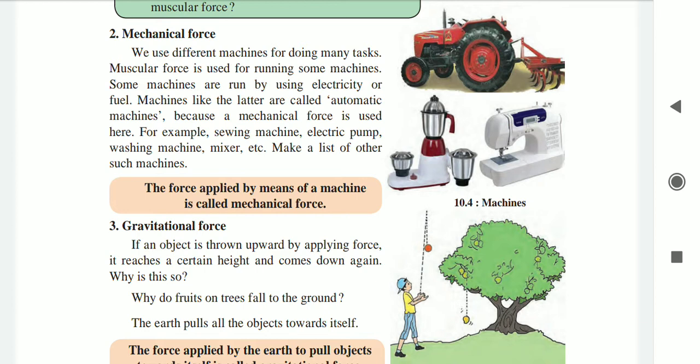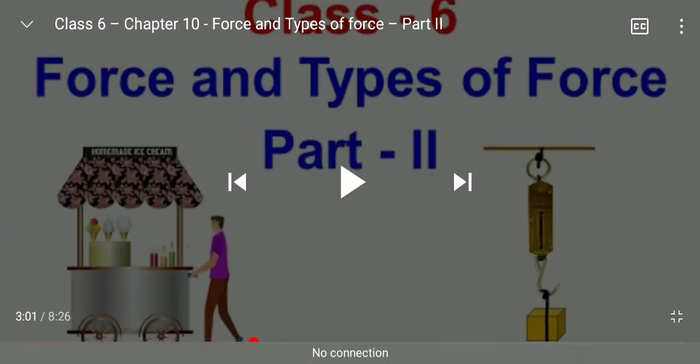So, mechanical force is nothing but, looking at the word, you should guess which type of force it is. The force which is applied by the machines is called mechanical force. Here you can see a tractor which is used in the fields. So, we are making use of machines here. When you use a mixer in your kitchen for grinding, you make use of machines. When you stitch your clothes, you make use of a sewing machine. That is called mechanical force. Understood? Let's see here.